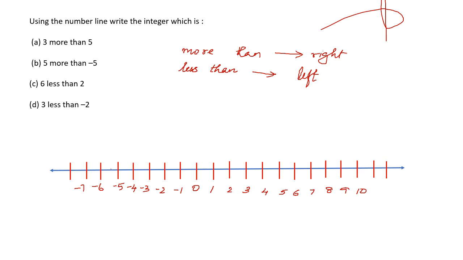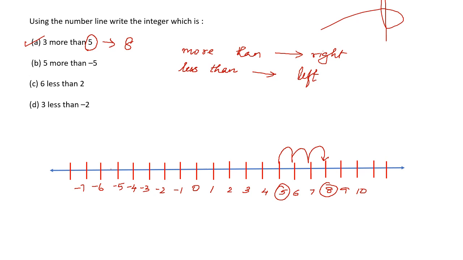So if I start from the first question, 3 more than 5. More than 5, I should be starting from 5. So I have 5 here. 3 more than, I have to move 3 steps. But to which direction? More than means I have to move towards the right side. So 1, 2, 3. Where do I reach? I reach 8. So 3 more than 5, I get the answer as 8.